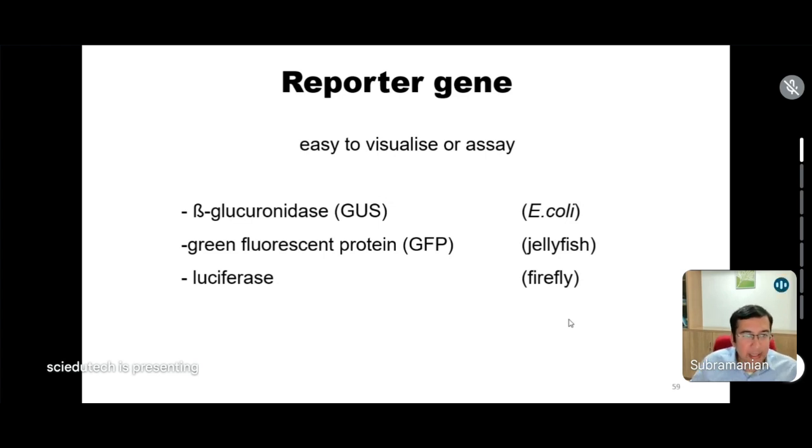The other way is to use a reporter gene. A reporter gene is a visual based assay. There are different reporters like GUS, which is coded by beta-glucuronidase, green fluorescent protein or GFP, and luciferase from firefly. These are all examples of reporter genes. Next slide.